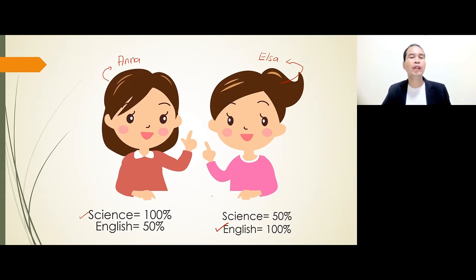So if you look at the situation, both of them can benefit. Anna can help Elsa in her science, and also Elsa can help Anna in her English. So both of them are in a win-win solution. Anna is happy, Elsa is also happy as well.